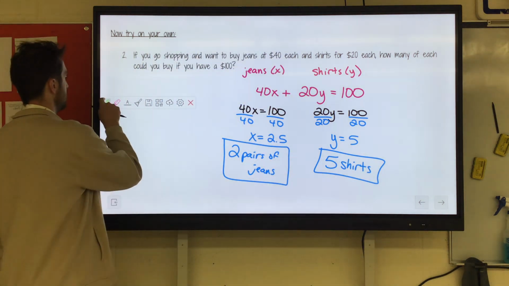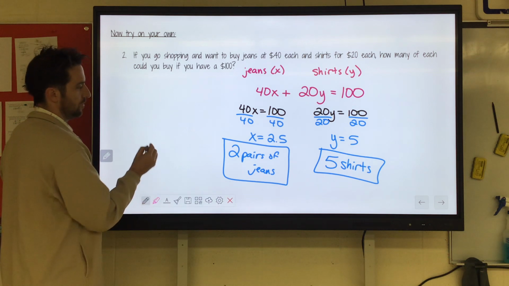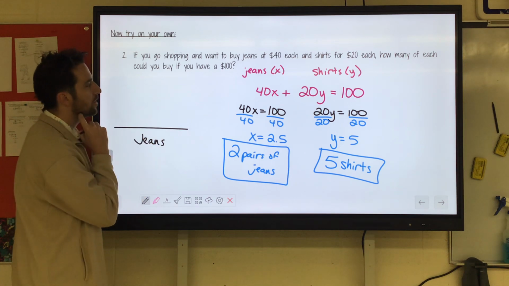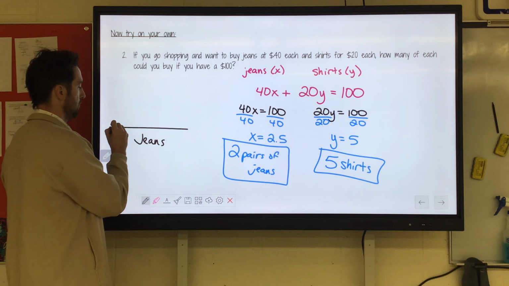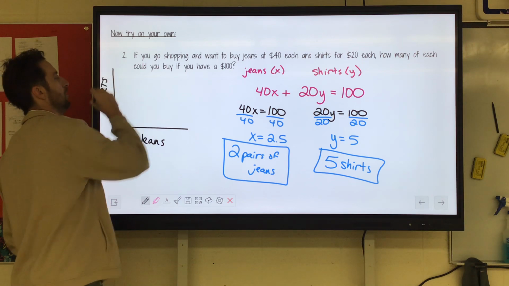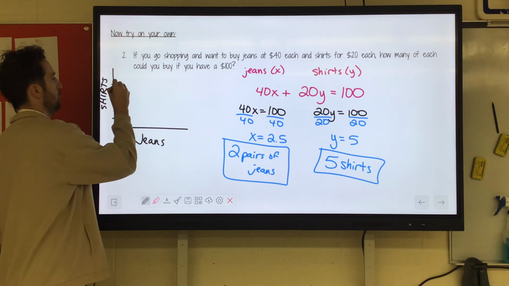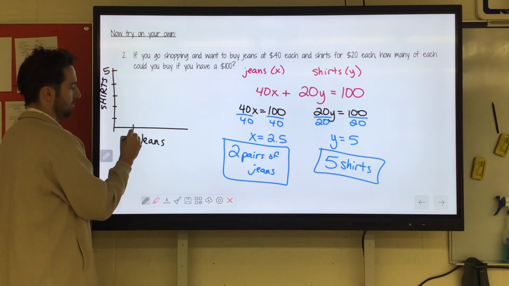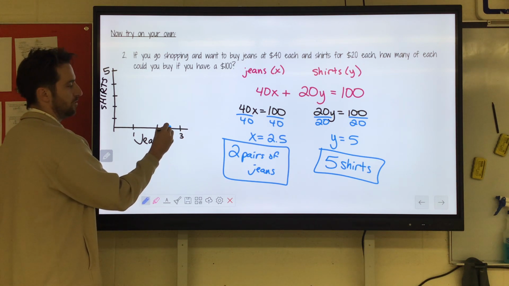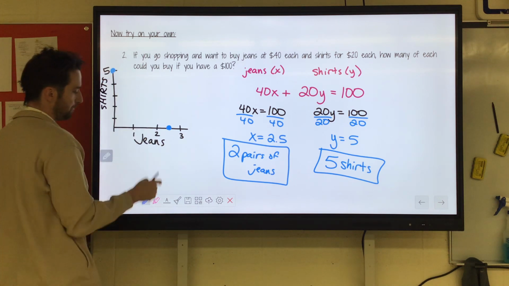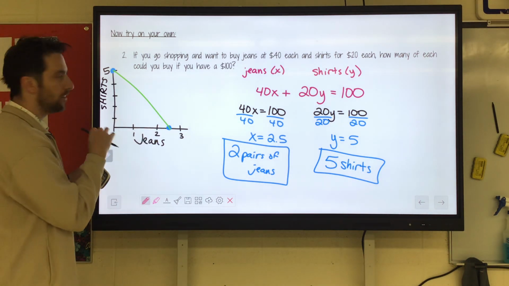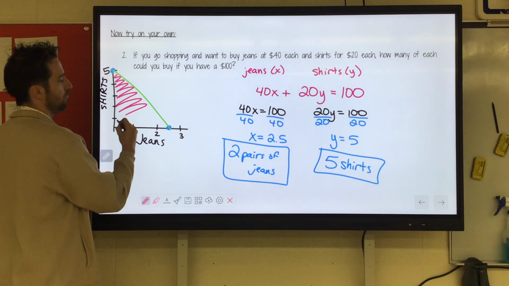Now, if you were to graph these, standard form graph, let's say jeans is our x value. And shirts we can get up to 5. 1, 2, 3, 4, 5. Jeans we could technically get up to 2.5. So if we graph this, jeans would be 2.5. The shirts would be 5. If you were to connect this with a line, like we were graphing in standard form, any combination on the line or under the line is what you could afford with your $100.